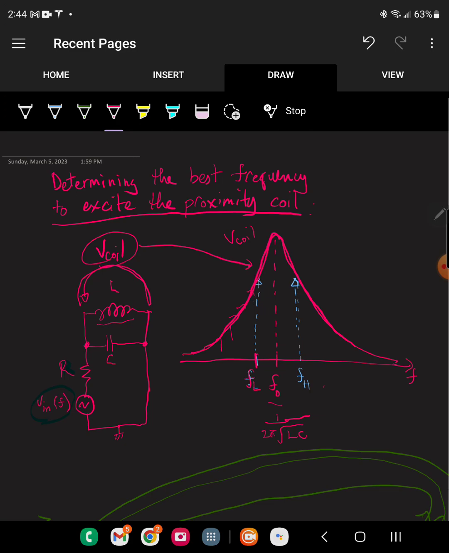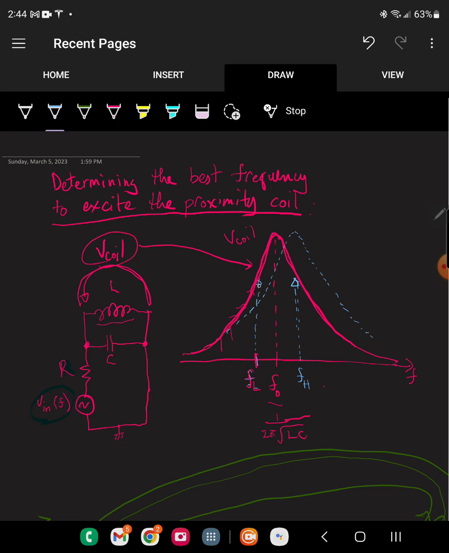as the metal object enters the coil, the inductance drops across the coil. So you could see what's happening as the inductance drops. Well, the self-resonant frequency shifts higher in frequency. All right. So as the metal object enters the coil, you can see the shift in the frequency response.